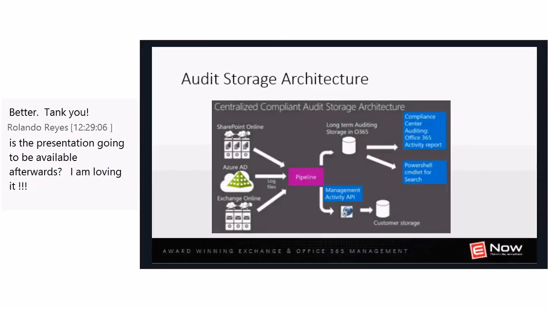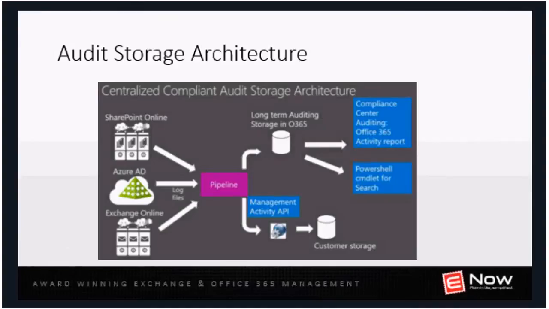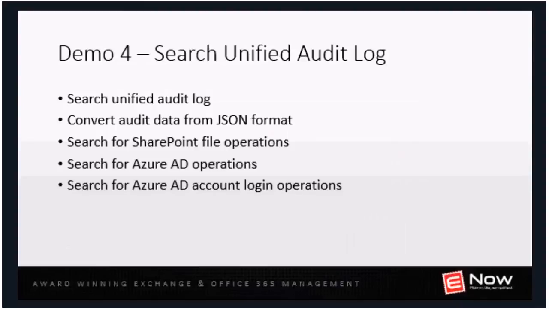So this is a little picture of the centralized compliant audit storage architecture that I stole from a TechNet article here. Kind of gives you an overview of how it works. Exchange, Azure Active Directory, and SharePoint, the auditing is all piped into Exchange, so you can access it from the Exchange PowerShell commandlets. So we're going to show you how to search the Unified Audit Log for this sort of information: SharePoint, Azure Active Directory operations, Azure Active Directory account operations.